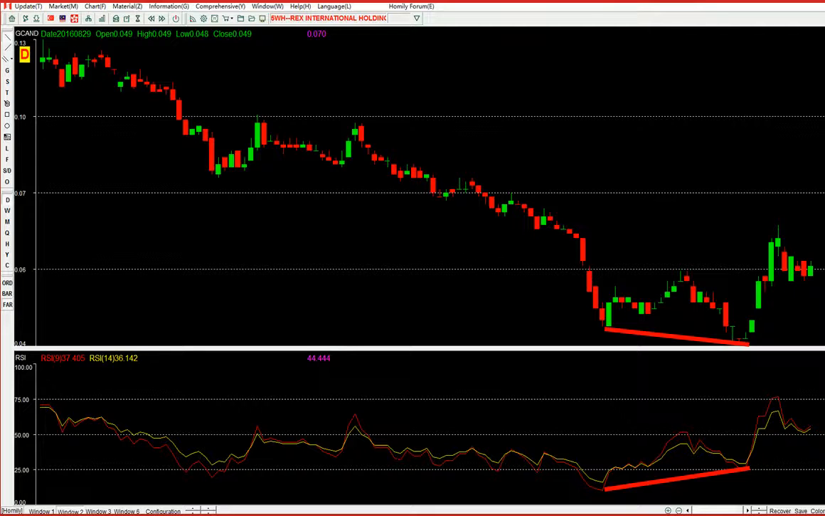So let's see this one. If you see the price is below 20 and there is a bottom deviation, the low point of the price is lower, while the low point of the indicator is higher. So this is the bottom deviation. If you see the price in bottom deviation, we should prepare for buying for the short term. So this is the top deviation and bottom deviation.